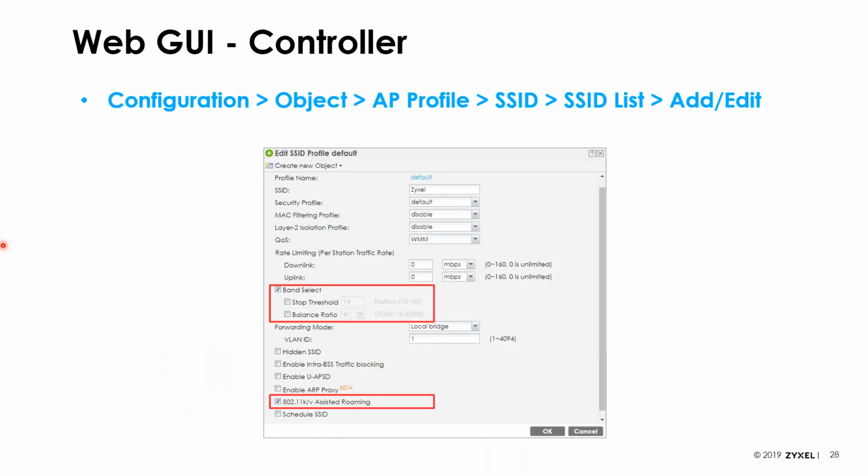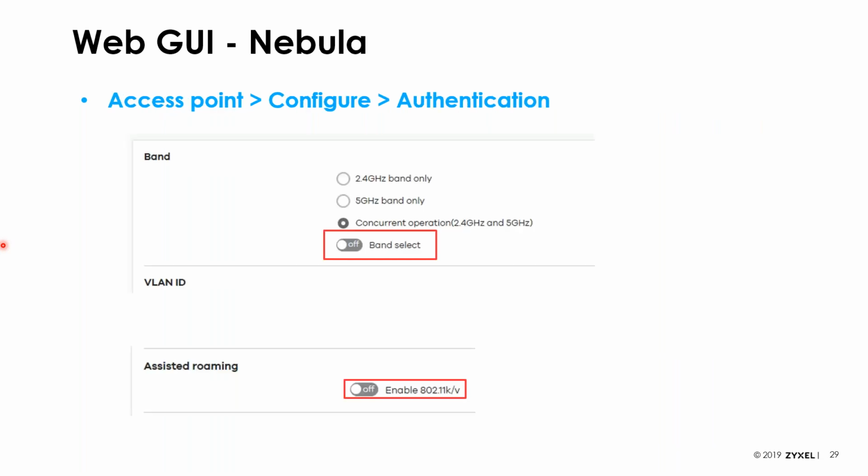Okay, enabling K and B is fairly simple. It is just a tick box setting once again under SSID lists, and you can also set band select under the same menu. In Nebula, it can be found under authentication. The band select is actually under SSID if I remember correctly, and not under authentication, and assisted roaming is under authentication.